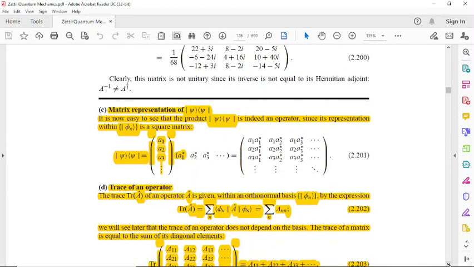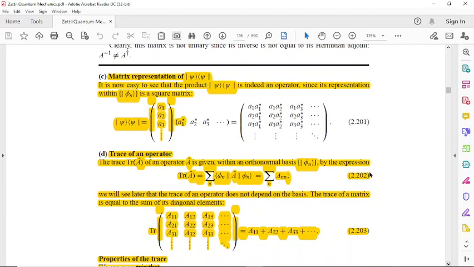Then the matrix representation of ket psi bra psi. It is now easy to see that the product of ket psi and bra psi is indeed an operator. Since this is a representation with a state vector, we know that ket psi is a column vector and bra psi is a row vector. So finally we will get a matrix like A1 A1 star, A1 A2 star, A1 A3 star, and so on. And similarly A2 A1 star, A2 A2 star, another second row.